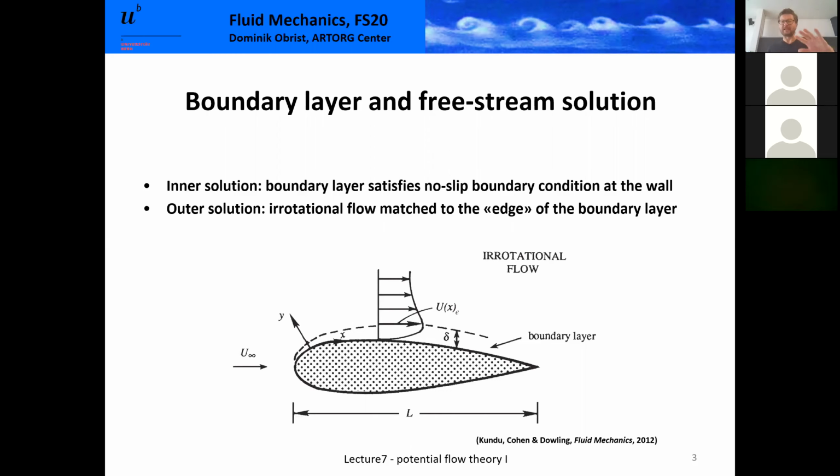Once we're done with that, we have a solution for the outer flow, the potential flow solution, and we have a boundary layer solution, and we can put the two together, and then we have more or less the whole flow field, in that case around an airfoil.